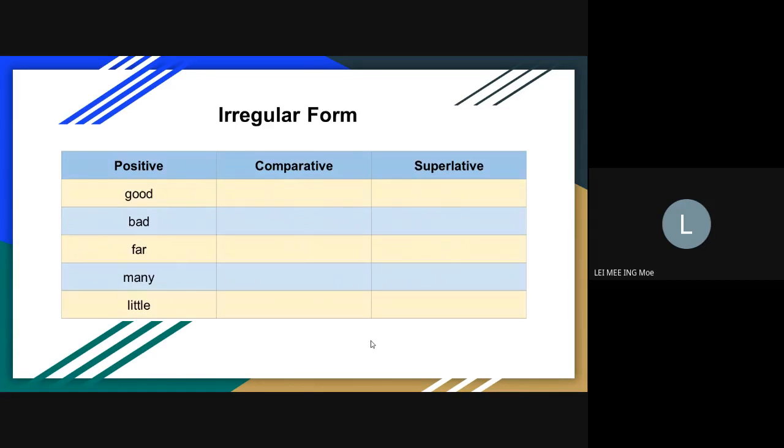Now, we have this irregular form. Irregular form adjective, they don't follow the 5 rules that I mentioned just now, yeah? Normally, they totally change their words, change their spelling. They change the word. For example, we have good over here. So what is the comparative form for good? Can I see your answer, please? The comparative form for good.